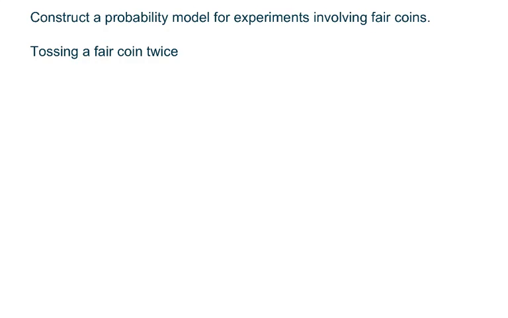Hi everyone. We're going to construct probability models for experiments involving fair coins and also die. So the first problem we have is tossing a fair coin twice.